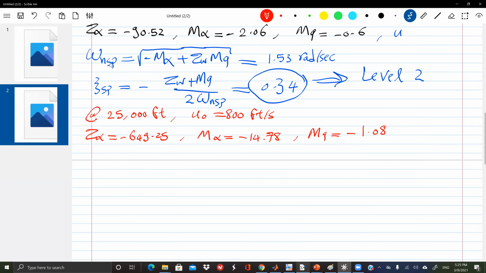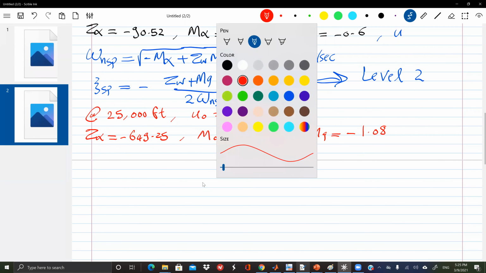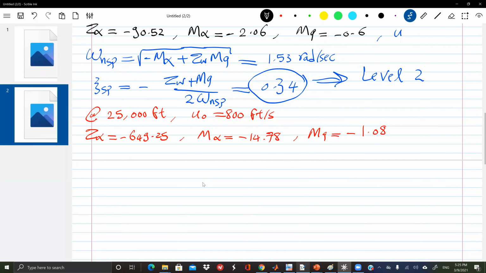I'm gonna go and use the exact same two equations with new numbers, and you guys did that already for the quiz. So we got omega n short period now is something different. This was 3.96, so it's for you to determine if you solved this correctly or not. And zeta short period is just 0.24.